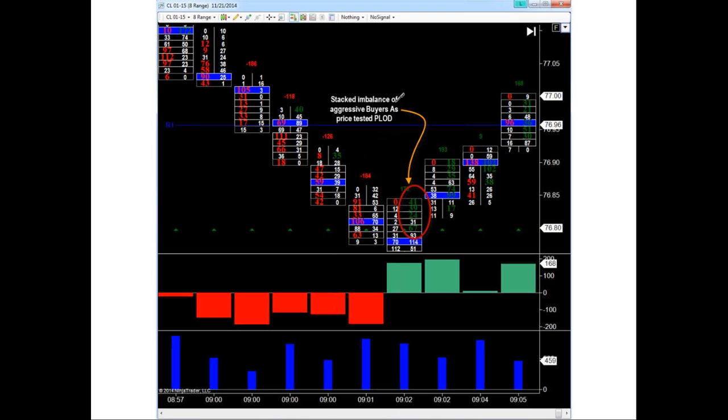Hey, Andreas. All right. So here's another screenshot. This user here has identified a stacked imbalance of aggressive buyers as they test the previous low of the day. And you can see that identifying those aggressive buyers that came in, we got a 20+ tick move off of that.